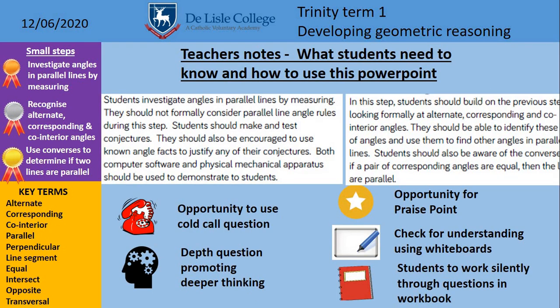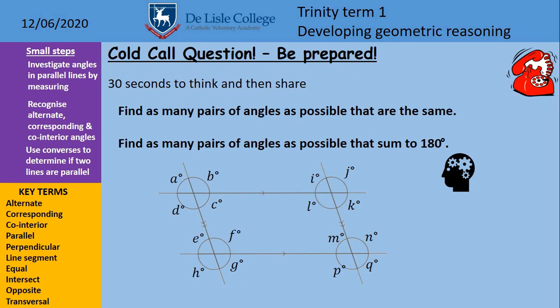Okay, so that would be what we're going to cover for the lesson. There is one final question to really push some people who want to look at it here. Find as many pairs of angles that are the same, and find as many pairs of angles that sum to 180 degrees. Okay, so that does conclude the third and final lesson that we're going to look at on angles.